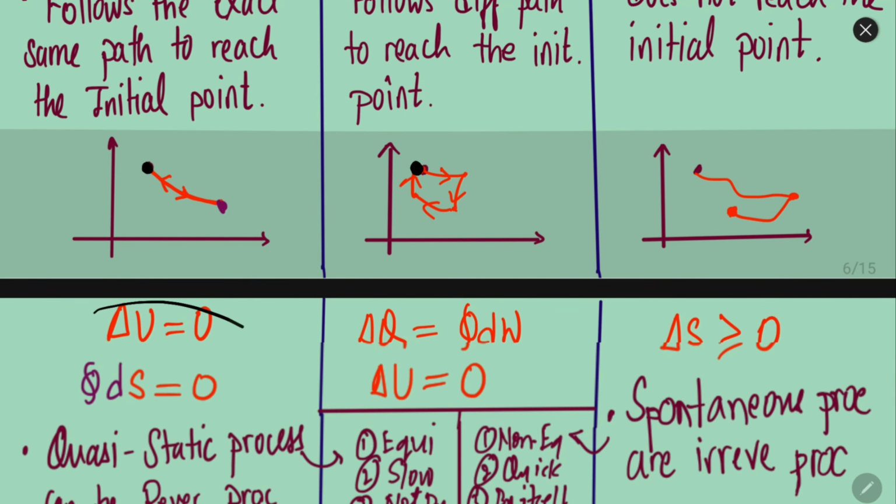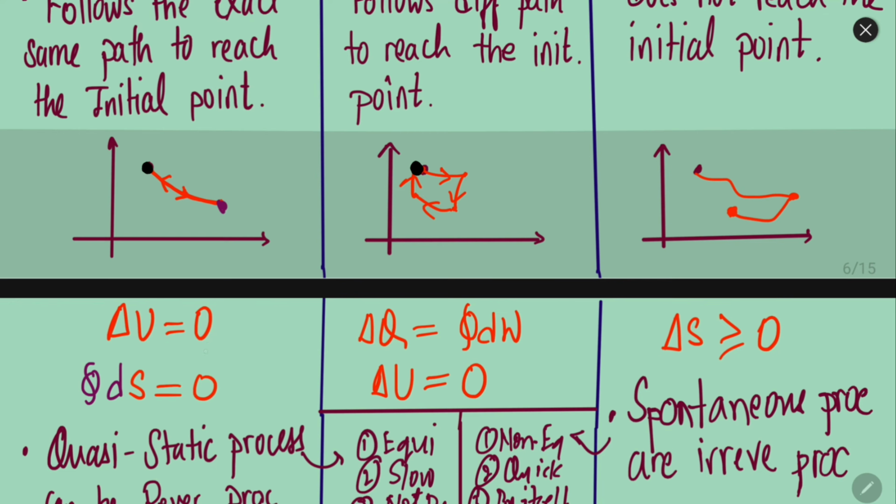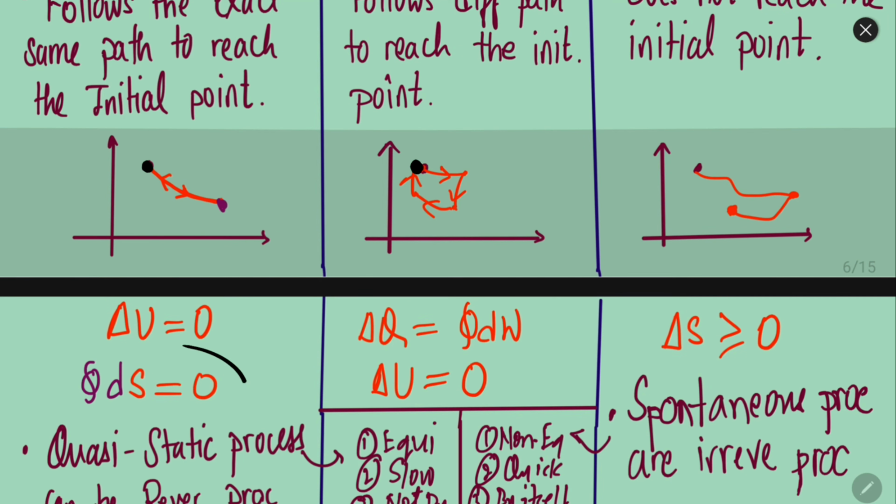In a reversible process, the change in internal energy is zero. In a cyclic process also the change in internal energy is zero, because internal energy is a point function which only depends on the location. The change in entropy is also zero in this case, and in the case of a cyclic process heat is equal to work done, because the change in internal energy is zero.